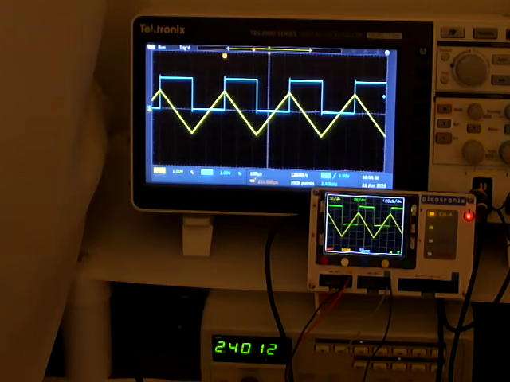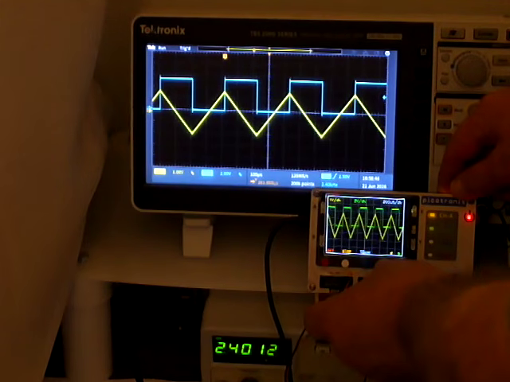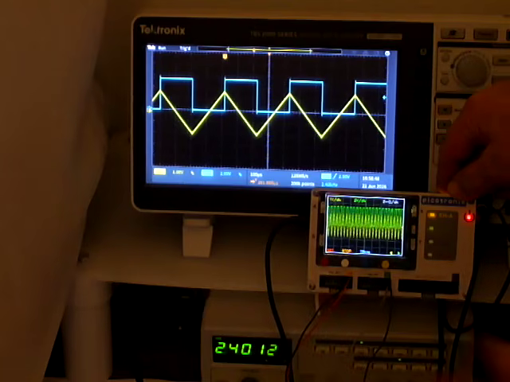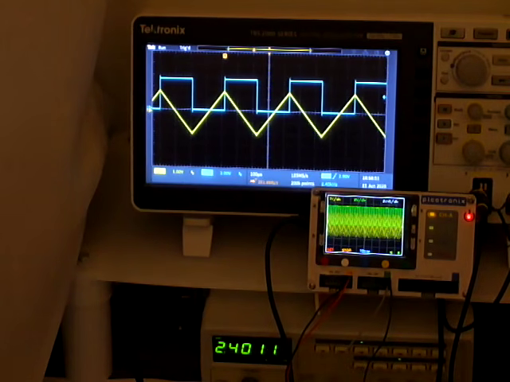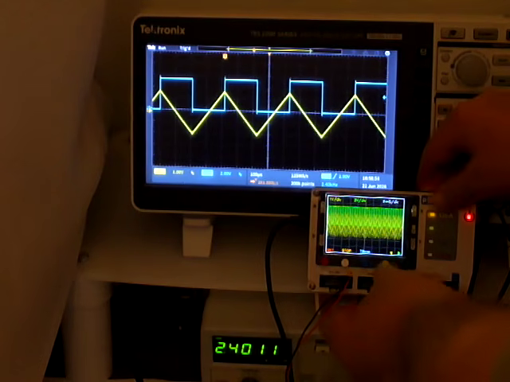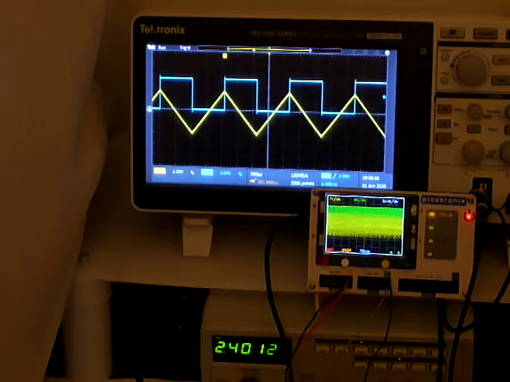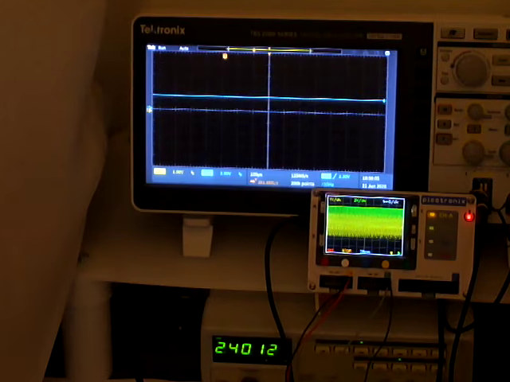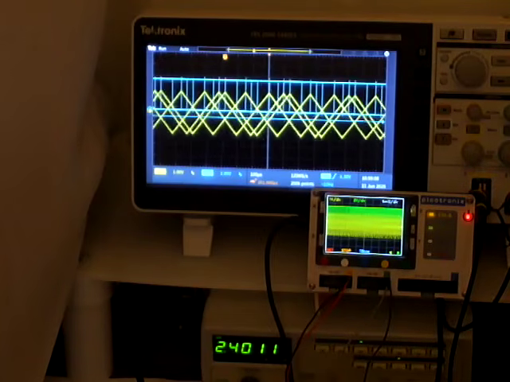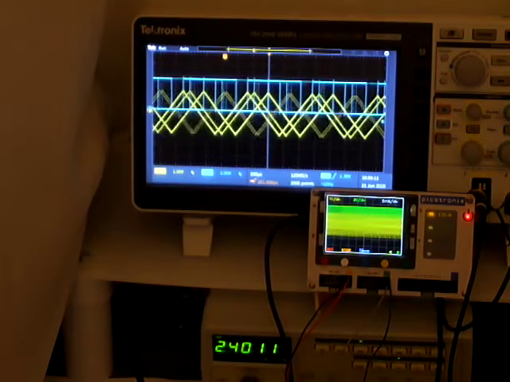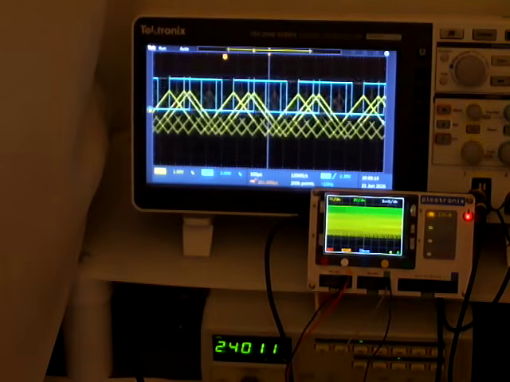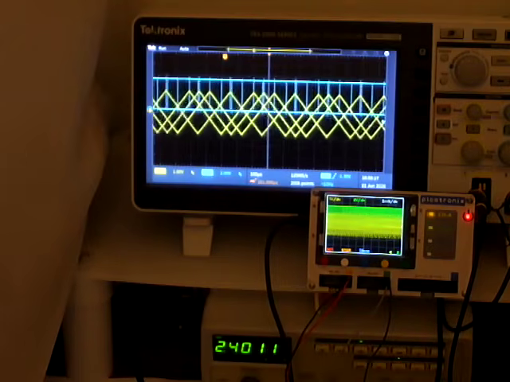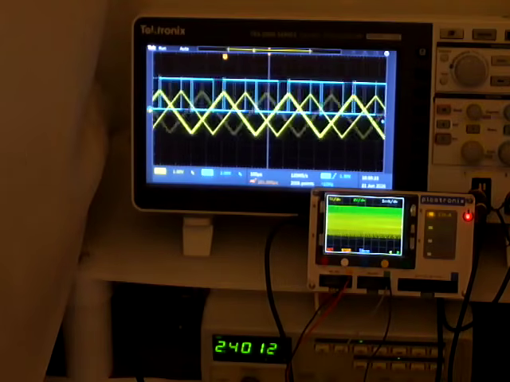So let's go through. We'll go down to the slow range first. So we're down to 2 milliseconds per division. We can go one further, we can go to 5 milliseconds per division. And so what we have to do now is that we have to change the frequency of the signal generator so we can actually see a waveform, because at these slow time bases 2 kilohertz is too fast.